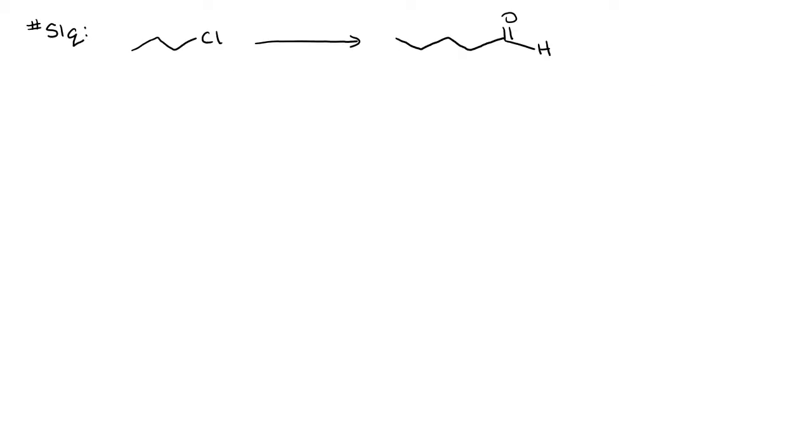Now in 51Q, we are starting with a molecule that has 1, 2, 3 carbons and a chlorine attached. So we have an alkyl halide and 3 carbons. We are ending with an aldehyde functional group with 1, 2, 3, 4, 5 carbons. So we need to add 2 carbons.